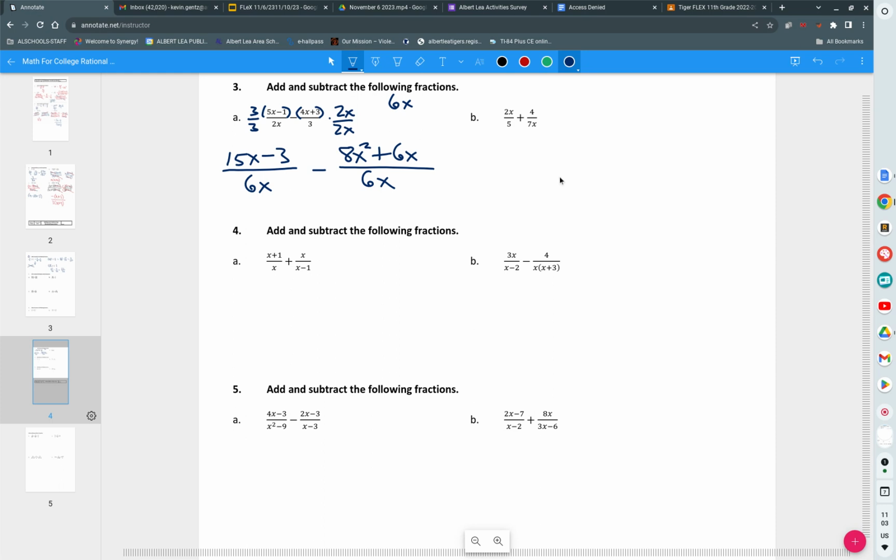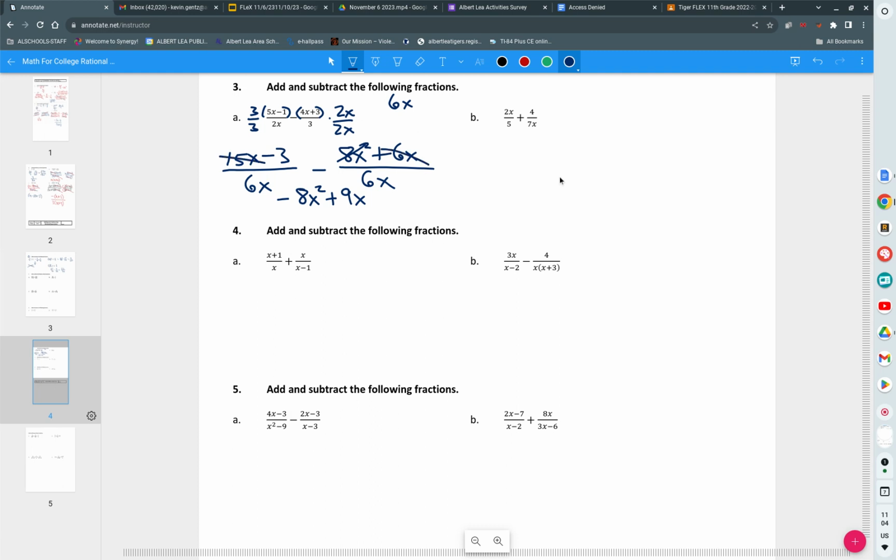Now I look to combine like terms. Are there any other squareds other than this 8x squared? No. Is the 8x squared positive or negative? Negative. It is negative because the subtraction sign needs to be distributed. So this is a negative 8x squared. So I'm done with that one. Is it 15x minus 6x or is it 15x plus 6x? Minus. 15x minus 6x gives me 9x. So I'm done with those.